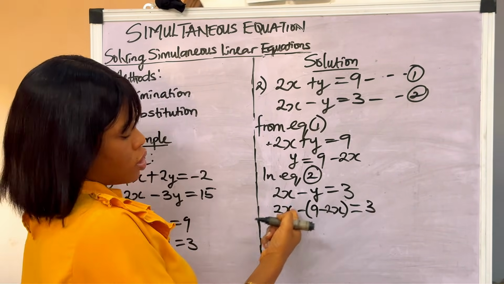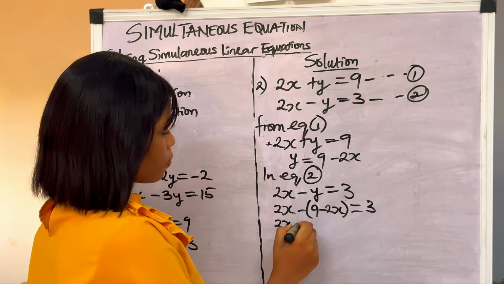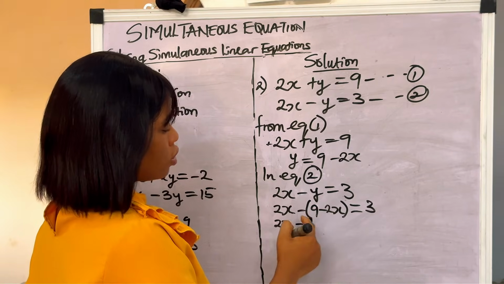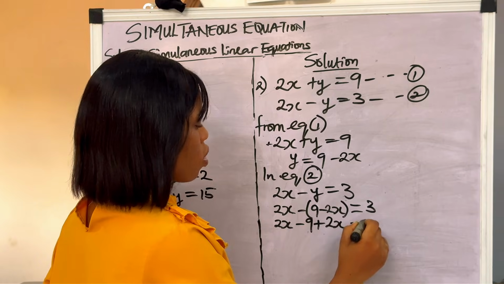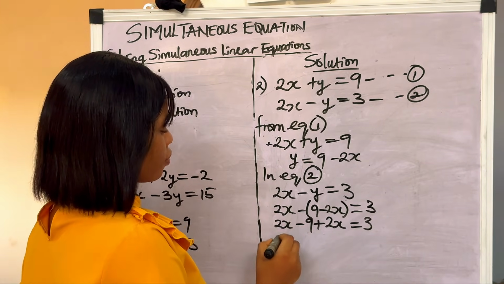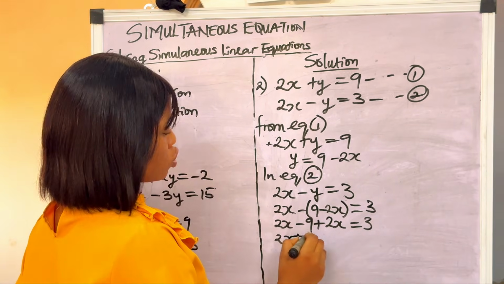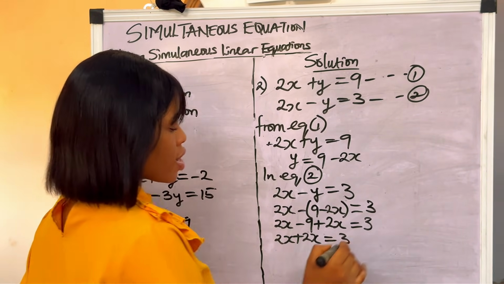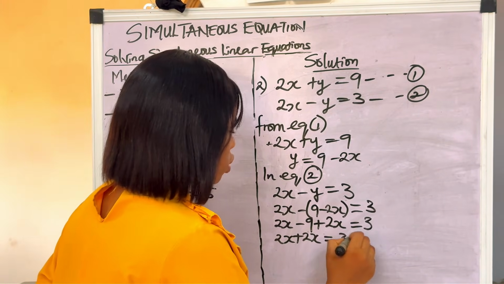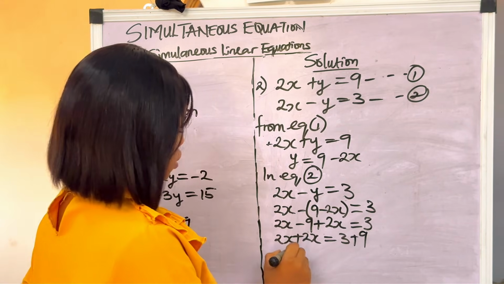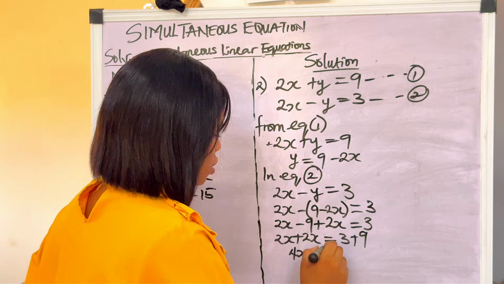So I'm going to use minus 1 to clear the bracket. So you have 2x minus 9. Minus times minus gives us plus 2x equals 3. And then, collecting like terms, you have 2x plus 2x equals 3. Then we are going to move minus 9 over to the other side, so it becomes plus 9. 2x plus 2x is 4x equals 3 plus 9, that is 12.